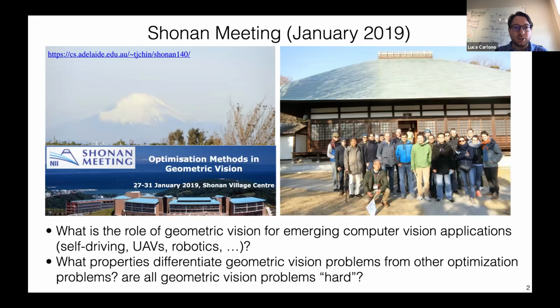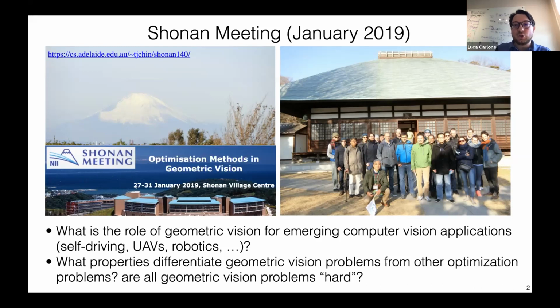In this case, TJ in 2019 organized the Shonan meeting on optimization methods in geometric vision, discussing questions such as what is the role of geometric vision for computer vision applications, including self-driving, UAVs, robotics, and so on. Understanding what properties differentiate geometric vision problems from other optimization problems, and how hard it is to solve geometric vision problems. Through this meeting, we realized that there is a lot to be done in this area, and it's really an area at the boundary between multiple research fields, including computer vision and robotics.